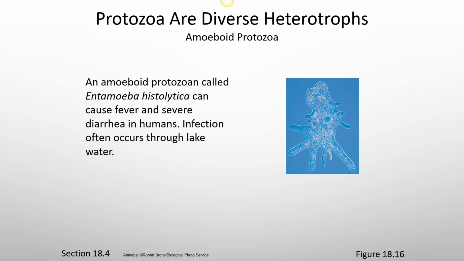An amoeboid protozoan called Entamoeba histolytica can cause fever and severe diarrhea in humans. Infection often occurs through lake water, unclean vegetables, traveling to other parts of the world with poor water hygiene and drinking water, eating ice that was prepared from unhygienic water, and so forth. This one, Entamoeba histolytica, can actually eat holes through your intestinal wall, and then it can start to infect all of the other organs in your abdominal cavity. It causes microbleeds, and it causes anemia sometimes. So this one can become pretty serious.